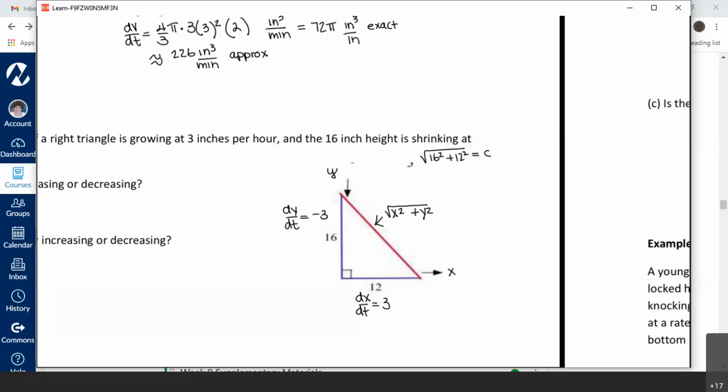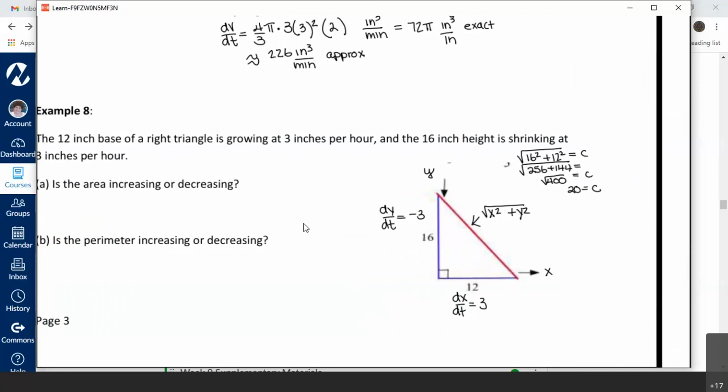Okay, this is something you evaluate with a calculator, and you get 256 plus 144, which is 400. And the square root of that is 20. So right at this instant, this red line is 20 inches. So I've already taken all of the information given in the problem, the two rates of change for the sides, and I'm using the Pythagorean theorem to find this missing side.